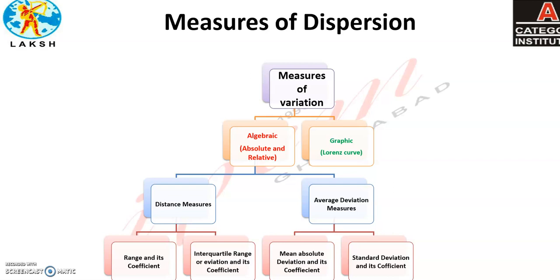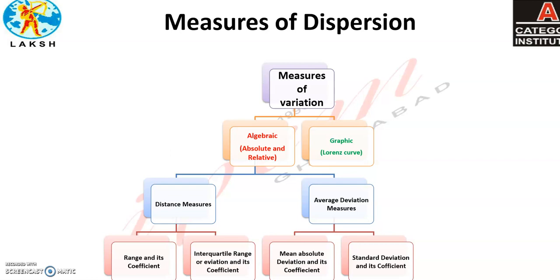Hello everyone. As we discussed in previous class, measures of dispersion. Let's quickly revise what we have discussed in previous class. Measure of variation. We were studying the types of dispersion. There are two types of measures of variation.